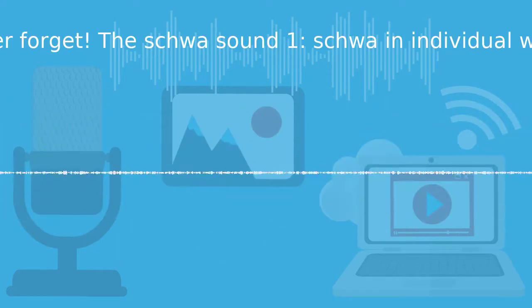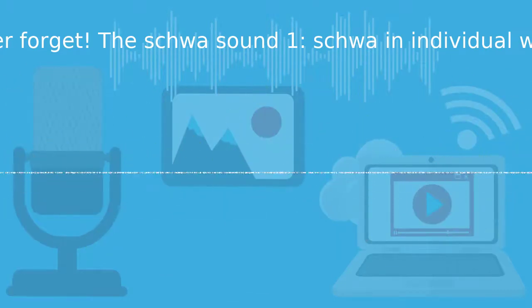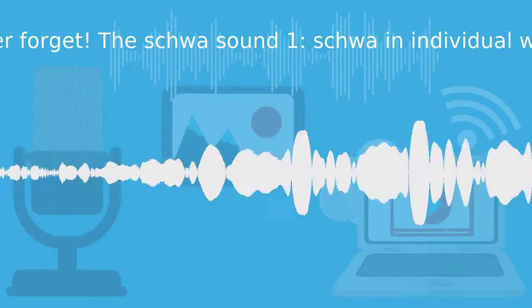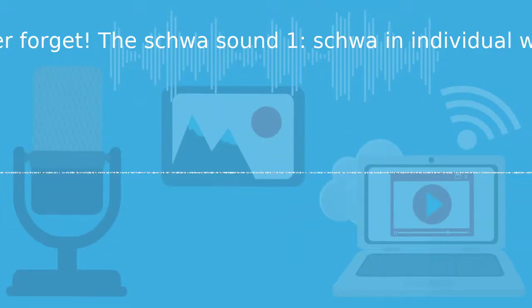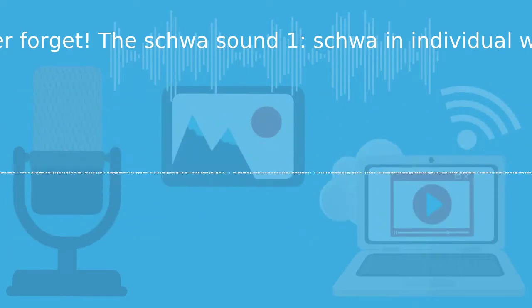Sentence 3. Bananas are better than vegetables for breakfast. Bananas are better than vegetables for breakfast. Bananas are better than vegetables for breakfast.